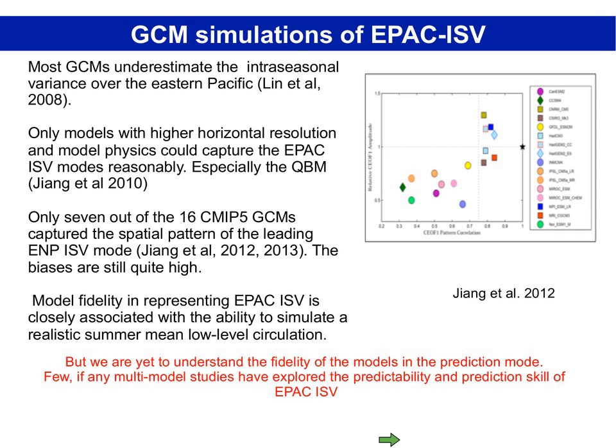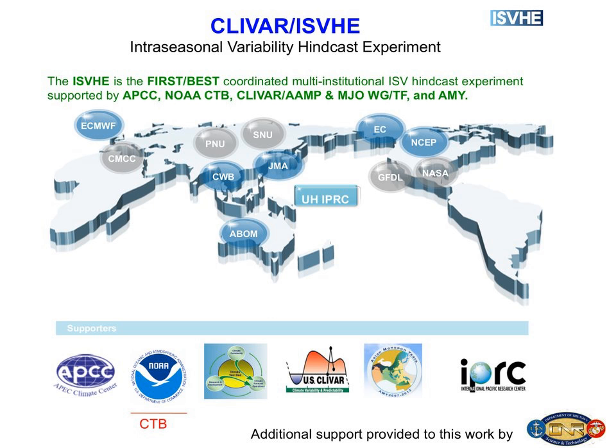So, using the CLIVAR ISVHE experiment data set, we are looking at the predictability and prediction skill of the Eastern Pacific intraseasonal variability. The ISVHE is a first-of-its-kind multi-institutional coordinated hindcast experiment supported by APCC, NOAA, CLIVAR, and the MJO Task Force. All these institutions around the globe came together to produce hindcasts of about 45 days and more, ensemble hindcasts, which were used to study the predictability of the MJO, the boreal summer monsoon intraseasonal oscillation, and also the Eastern Pacific intraseasonal variability. Now I will show you the results for the Eastern Pacific intraseasonal variability prediction skill and predictability.